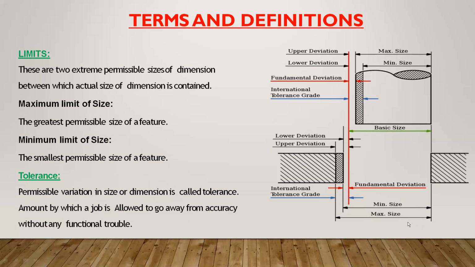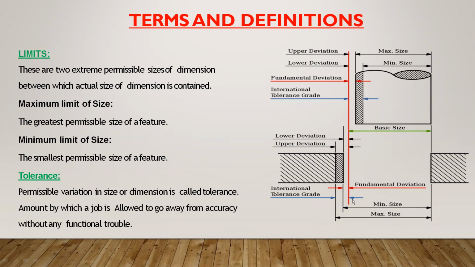So the minimum size and maximum size have been increased larger than the shaft of the hole. And next, coming to the tolerance. This tolerance is a permissible variation in size or dimension. So this is the difference between the sizes or dimensions. You can see the difference here, maximum size and minimum size. So these are all called tolerance.